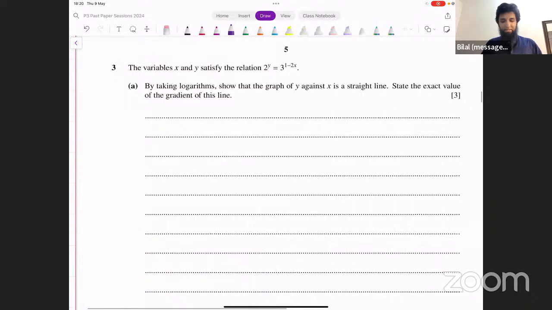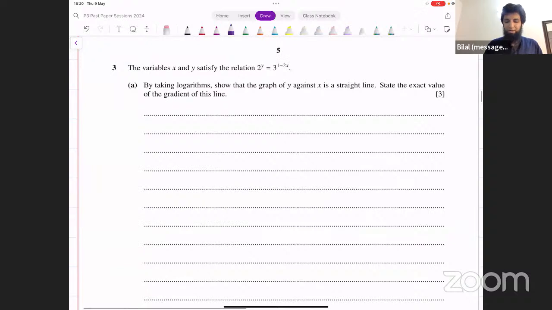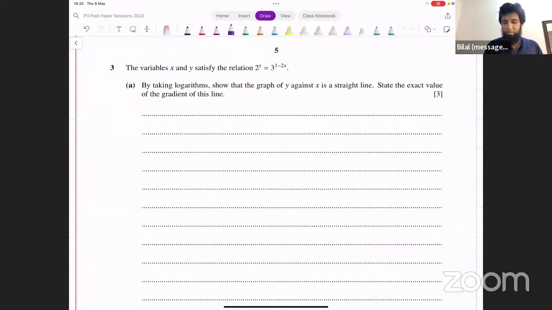Okay, so the variables x and y satisfy this relation: 2 raised to power y equals 3 raised to power 1 minus 2x. It says by taking logarithms, show that the graph of y against x is a straight line. Y against x. That means, what's the straight line form? y equals mx plus c. And in this case, they want y to be y and they want x to be x. There's nothing that has changed. This is the form that you wanted to convert to, y equals mx plus c. And we also need to state the exact value of the gradient. So let's convert it to that form.